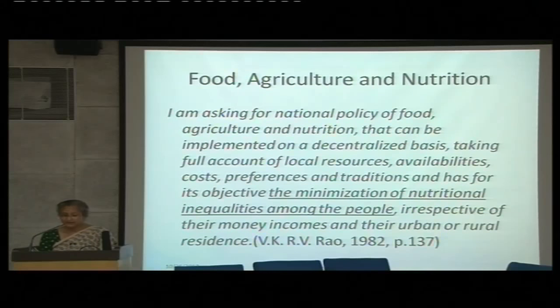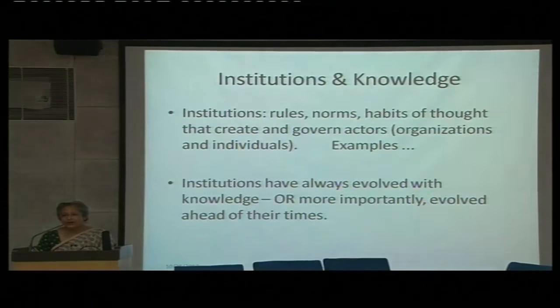What he wants is, if you apply a Burkean pentad of act, actor or agency, purpose, context, and the ways in which the demand is made, you see that the demand is not for producing X number of tons of food grain or maximizing food grain production. The demand is not for so many numbers of people to be given so many kilocalories of food. The policy is for minimizing nutritional inequalities among people, and the context is one of decentralized action, taking full account of local resources, availabilities, cost preferences, and traditions. And again, the agency is, of course, that of knowledge, but knowledge of all three: agriculture, food, and nutrition. Why is this quotation important?